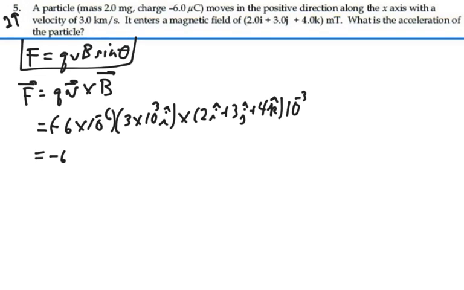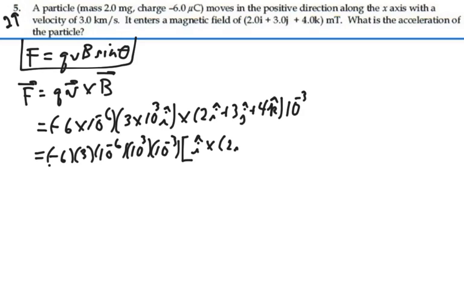We have negative 6 times 3, and then we have a 10 to the minus 6 times a 10 to the 3 times a 10 to the minus 3, and then what we're left with is i crossed with 2i plus 3j plus 4k. Alright, 10 to the 3 and 10 to the minus 3 cancel out here, and we get negative 18 times 10 to the minus 6.